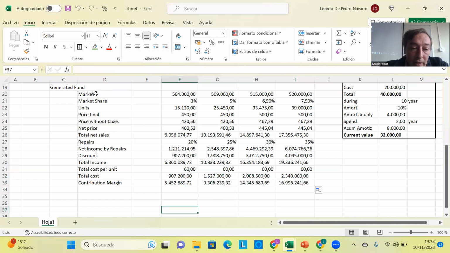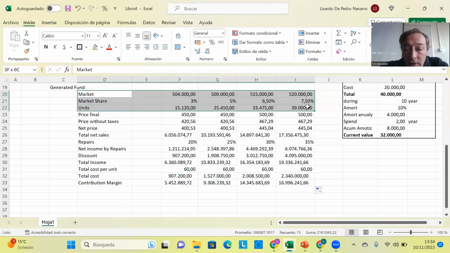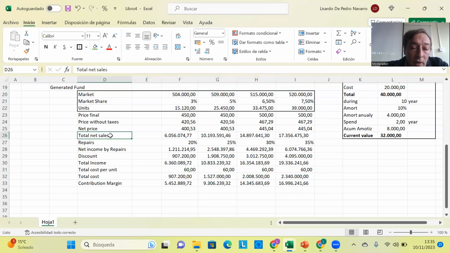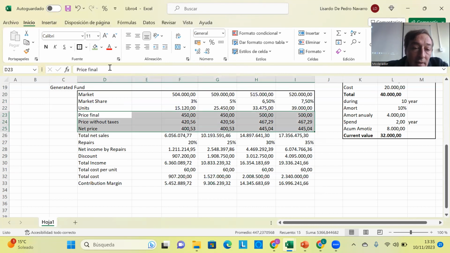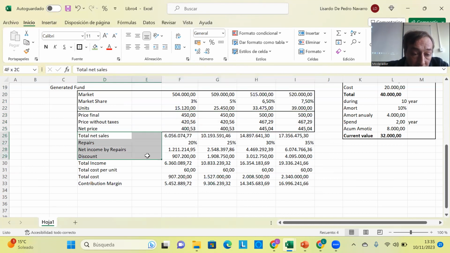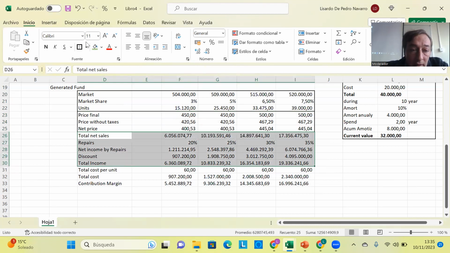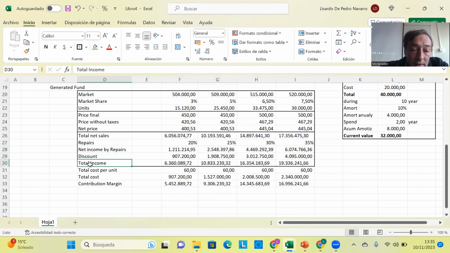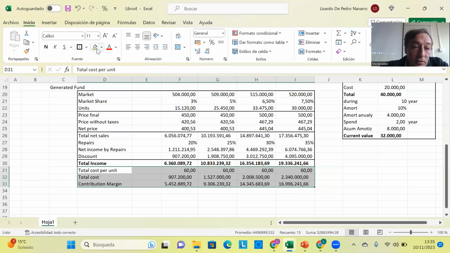So we are going to apply some formatting in order to see more clearly. We have this one that is the unit. Here we have the price calculation. Here we have the sales, and this one is the total income of the company. And we have here the contribution margin.